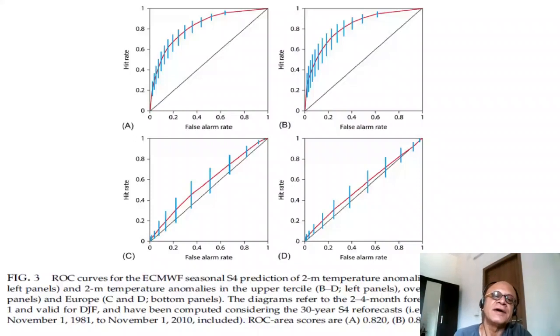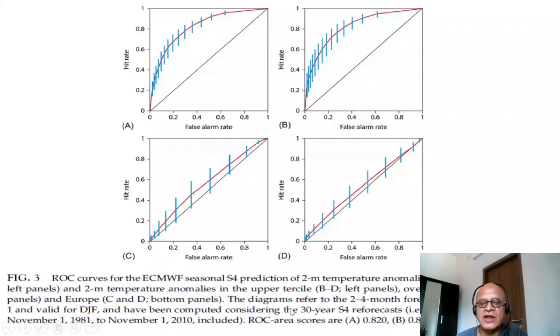Okay, hit rate. So this is the ROC curve for the ECMWF seasonal S4 prediction system of 2-meter temperature anomalies in the lower tercile in A and C, and the upper tercile, and this is for the tropics, and this is again for Europe.